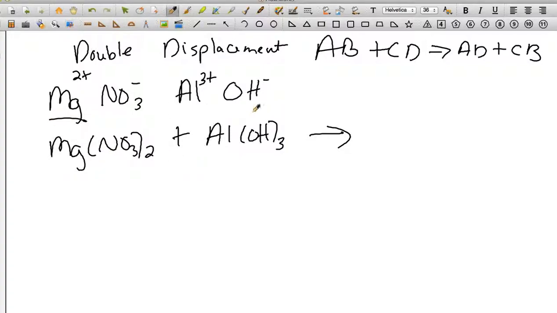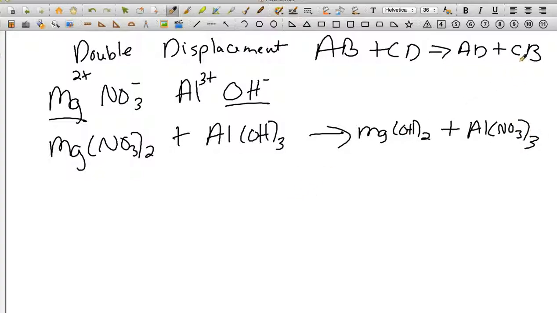So magnesium is going to end up with hydroxide. So Mg(OH)2. Because if he's giving 2 and he's taking 1, it needs 2 hydroxides to match up. Plus, now, the cation always goes first, so aluminum has to go first. Aluminum's a 3 positive, nitrate's a negative 1, so Al(NO3)3. There's my equation.